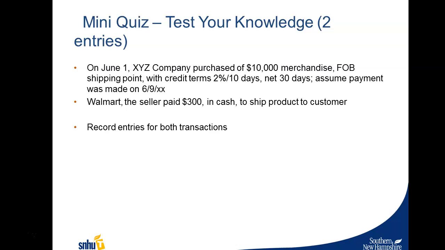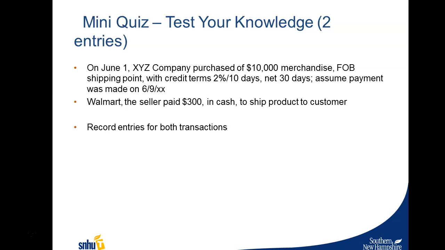So let's just test your knowledge. If you have a transaction on January 1st, you purchase merchandise of $10,000, FOB shipping point with credit terms 2/10 and net 30. Now, the seller is going to pay in cash for some items to ship. So let's record the first entry. How would you record the purchase of this merchandise? And number two, how are you going to record on the seller side the freight or the shipping charges?